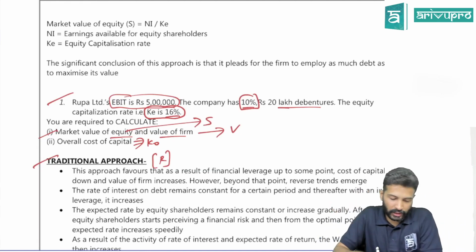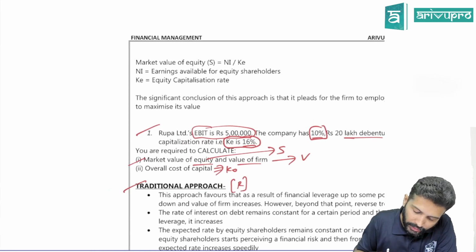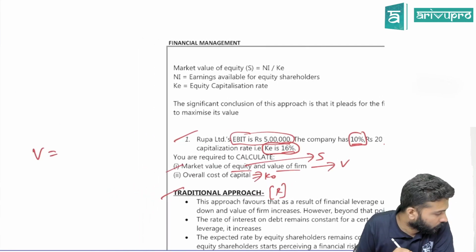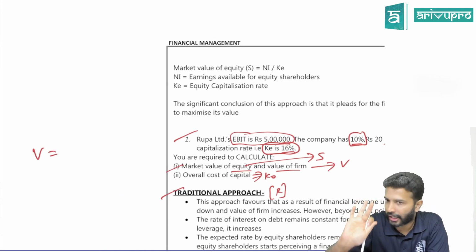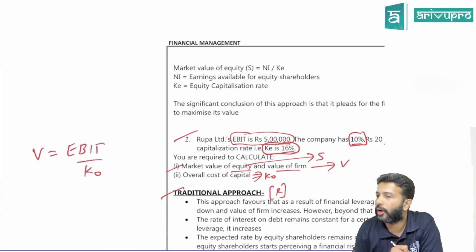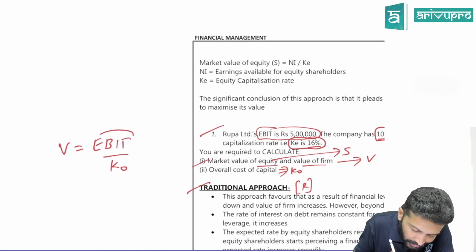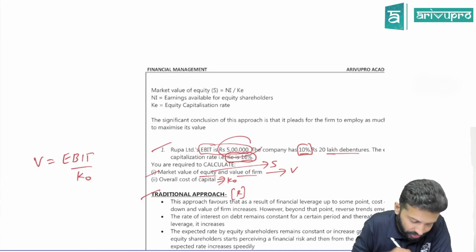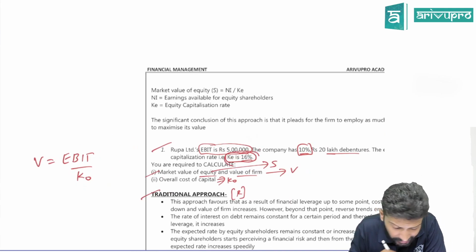Let's do some number crunching here and then maybe we'll go further. So to find out the value of the firm, what is value of the firm? We're just seeing what we should start with. How do you get value of the firm, sir? EBIT divided by overall cost of capital. That is one way. Have they given you EBIT in the problem? Yes.